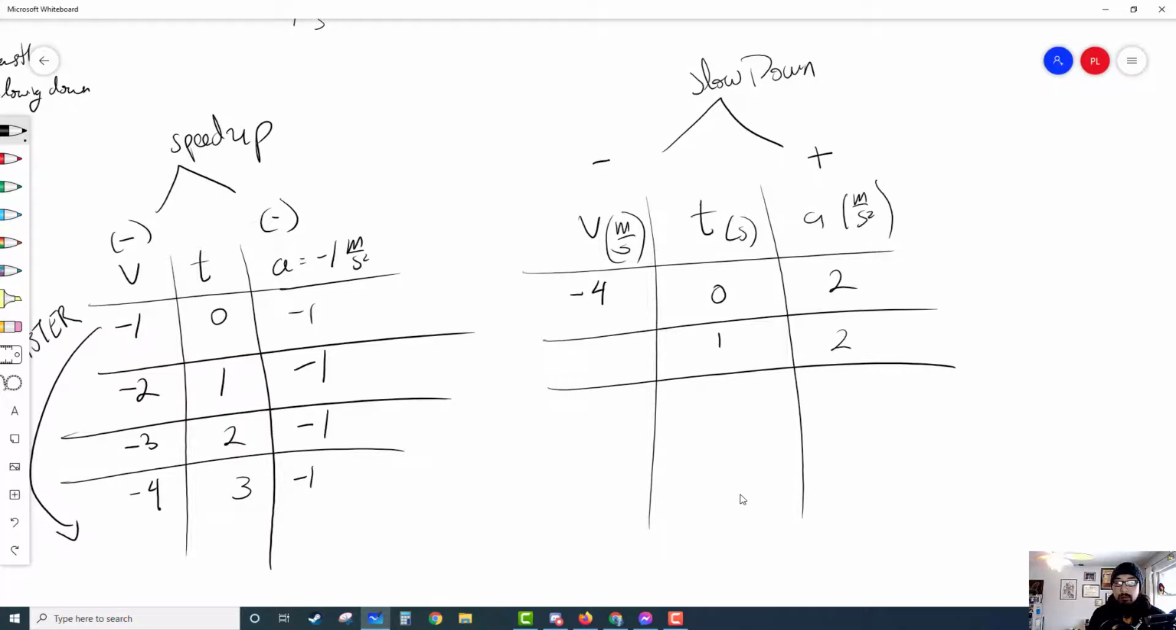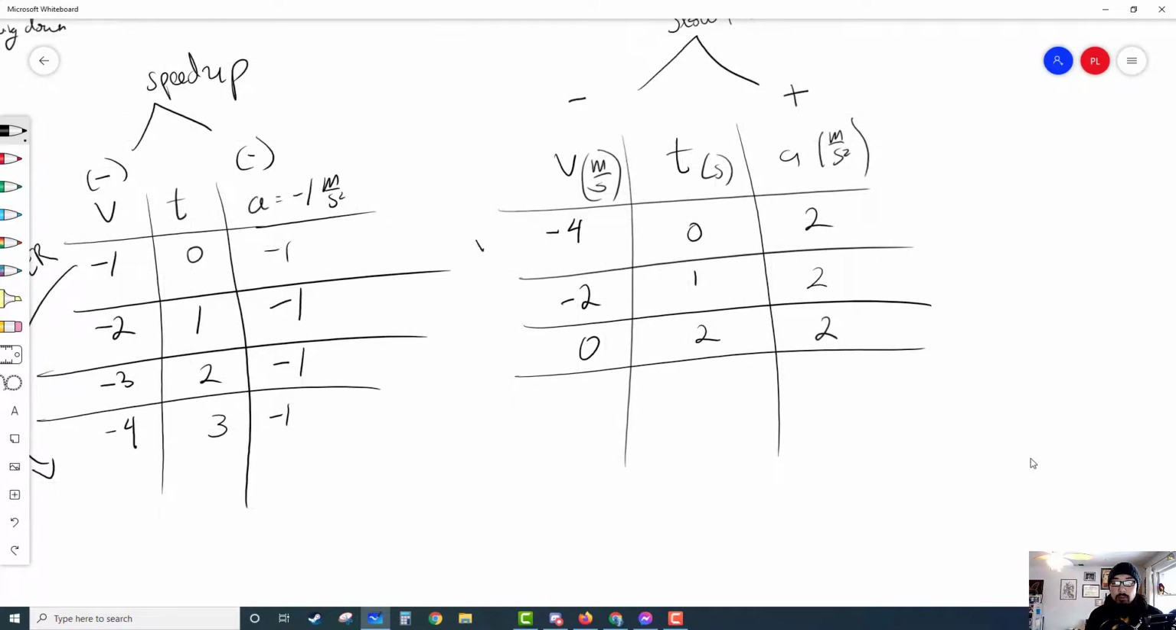After 1 second has passed, the velocity will change by +2, so -4 plus 2 gives us -2. After 2 seconds have passed, the velocity will change by 2, so -2 plus 2 gives us 0. So what happened here is that we went from moving, and then we slowed down, and then whenever your velocity is 0, we stopped.